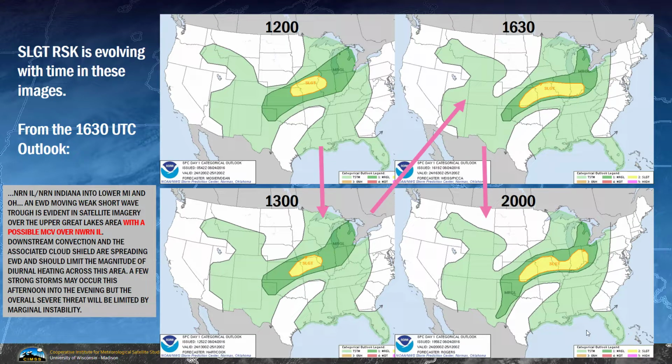Here's how the slight risk evolved over the course of the day from 12Z to 13Z. You'll notice it was pretty much the same. And it started to change at 1630Z and at 20Z. And notice in the 1630 Outlook write-up, they mention the potential mesoscale convective vortex over northwestern Illinois. So at 12 and 13Z, that particular feature hadn't become noticeable, but as the cirrus canopy erodes around sunrise, it becomes more noticeable, and you see how the slight risk evolves once that is obvious.